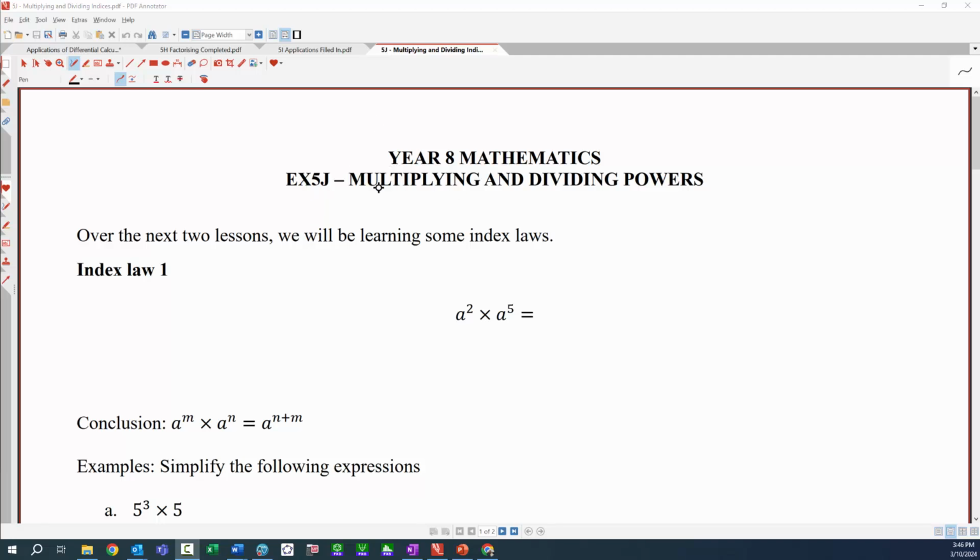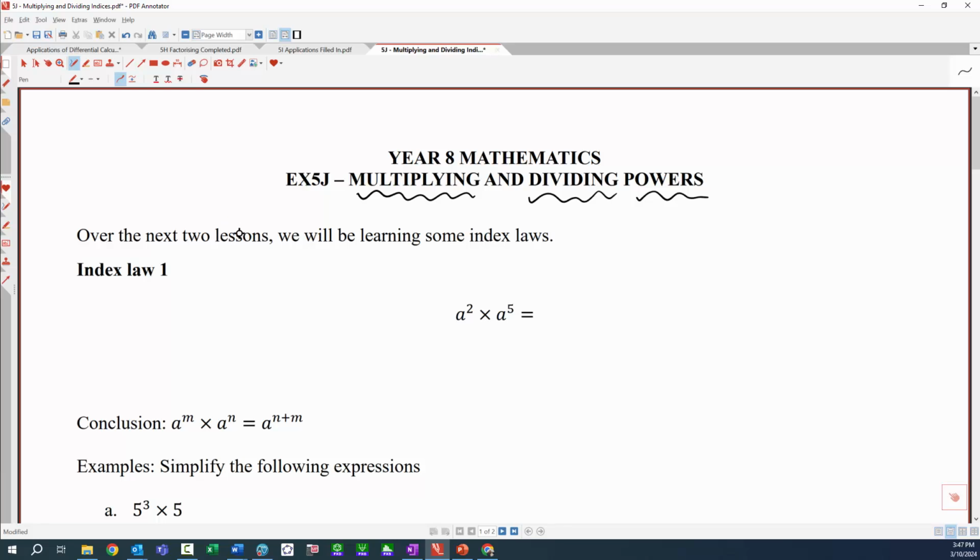Today what we're going to do is look at the next exercise, which is, again, using and looking at algebra, and we're just making moves on expressions. So today we're going to look at how to simplify problems where we're multiplying and dividing powers. Over the next two lessons we'll be learning some index laws, and today we'll cover the first two index laws.